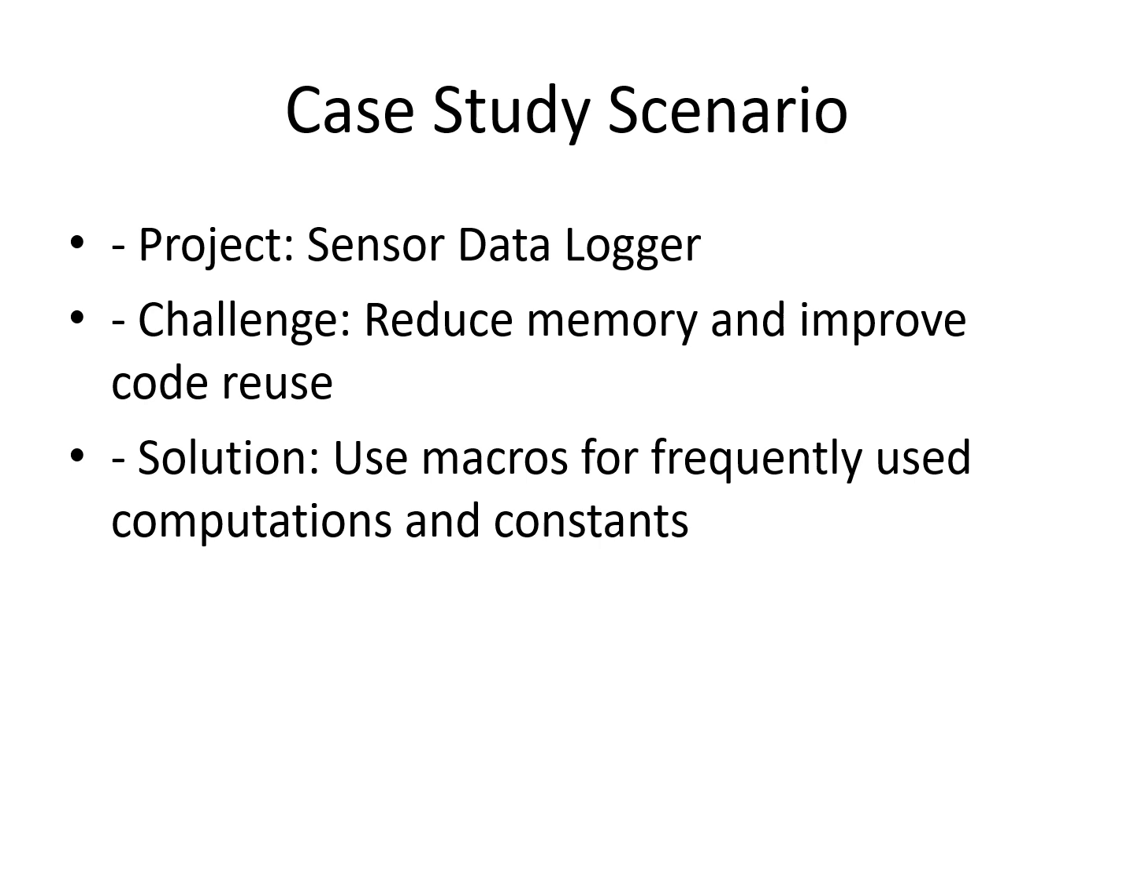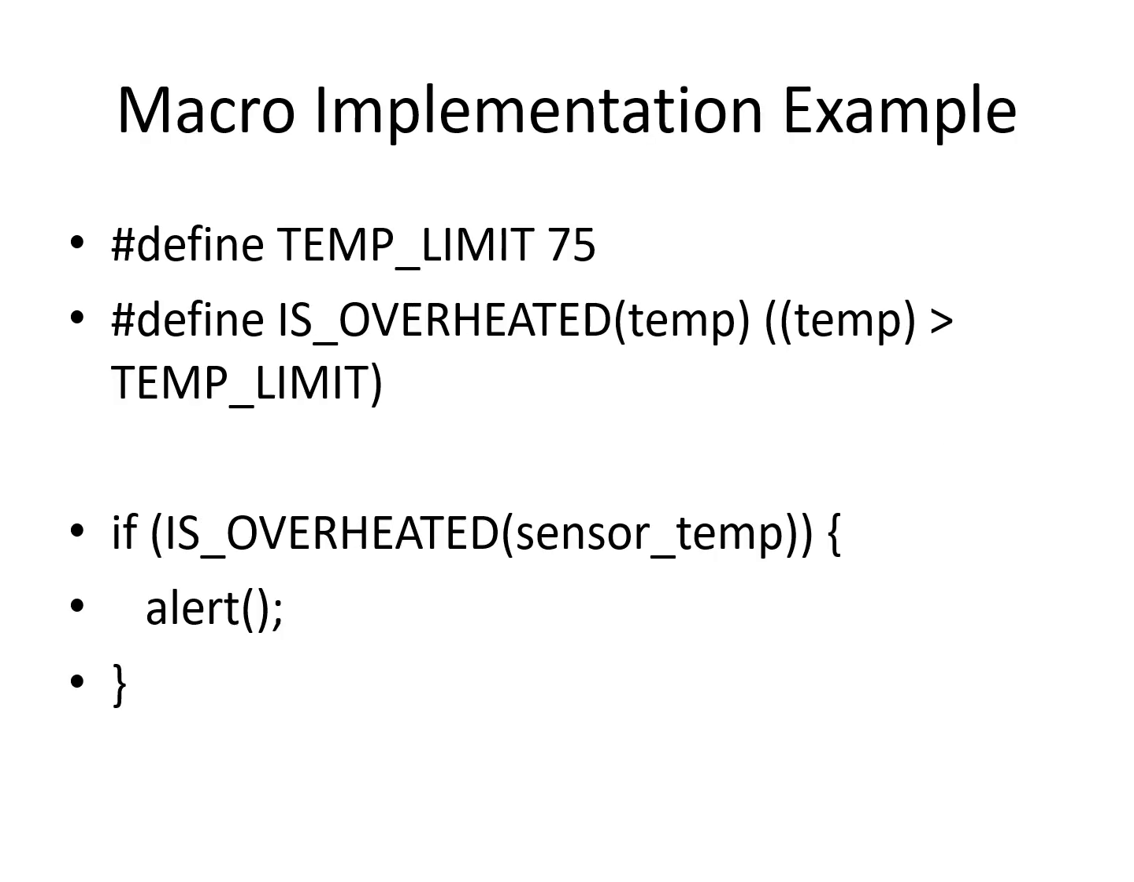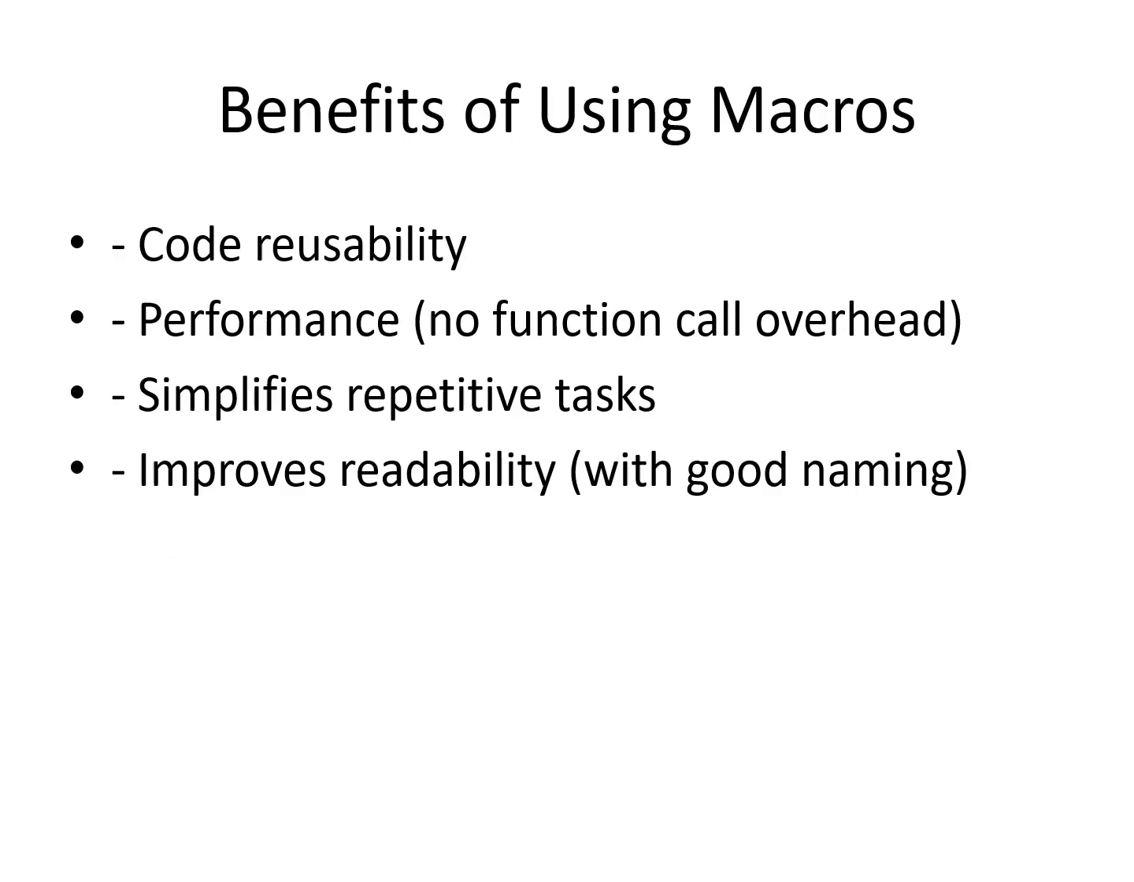So the case study is a sensor data logger. Here the challenge is to reduce the memory and improve code reuse. So use macros for frequently used computations and constants. Like whenever the temperature is overheated, by using that we can identify the sensor alert. When we keep that temperature limit as a defined value, we call that a preprocessor macro. This is one example I'm giving you.